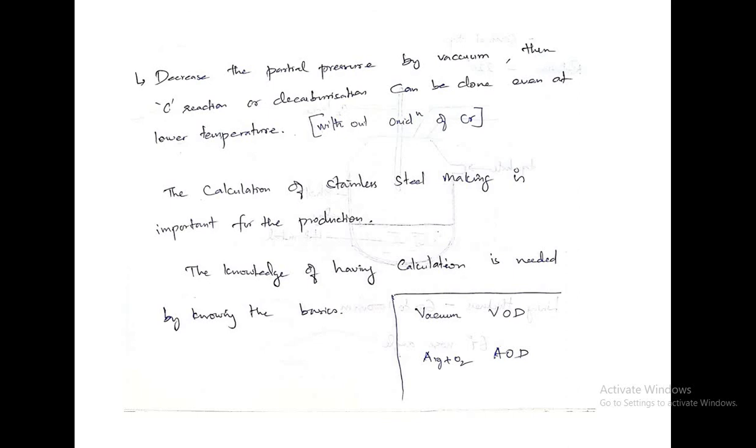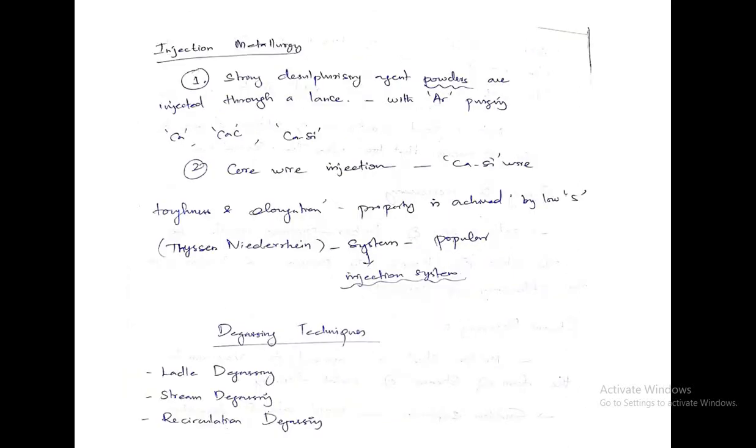So when we have this type of VOD and AOD process, the thermodynamic conditions apply. You can have a good idea of the making of stainless steel with these thermodynamic aspects, right? So you should know the condition: high temperature and lower partial pressure of carbon monoxide, right? So next is your injection metallurgy.